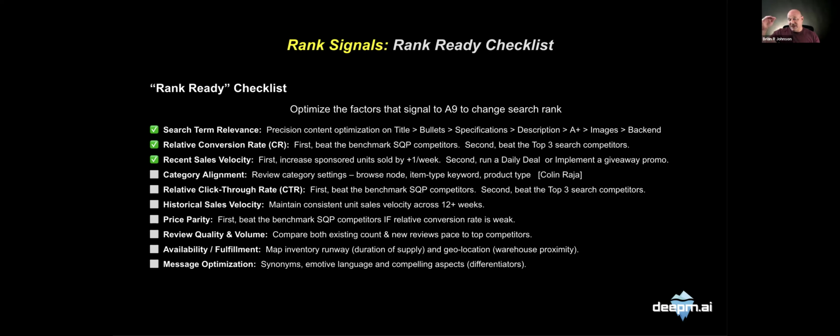But just bump it, just to see: do you get lifted up in rank? Is that enough? Usually just one thing on here is not enough. You need a combination of these checked off.